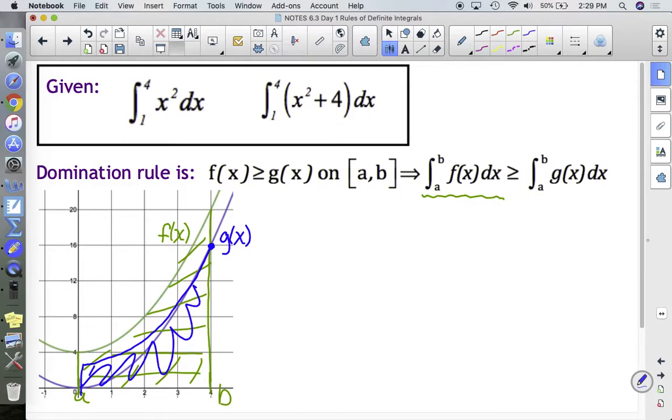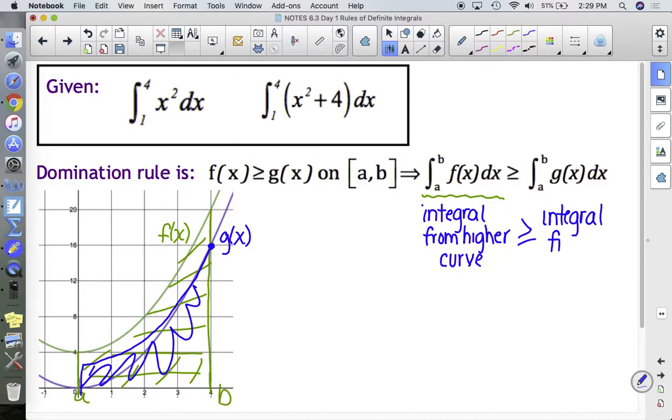Now this makes people nervous because they think the integral from the higher curve would only work above the x-axis. So one way to rephrase it: the integral from the higher curve has to be greater than, or maybe it's exactly equal to, it depends, the integral from the lower curve. But this makes people nervous, yeah, except if they're under the x-axis, I bet that flips.